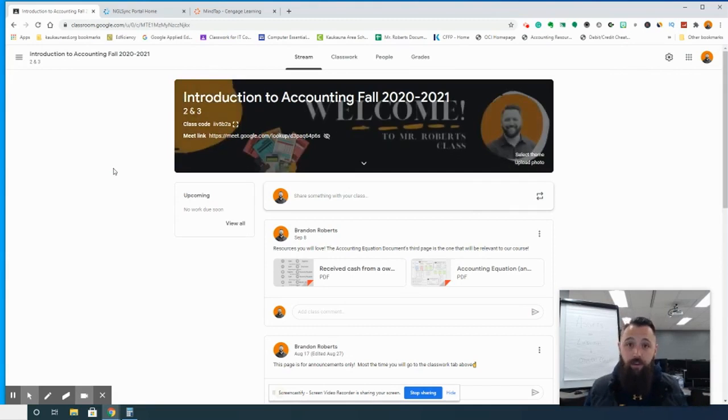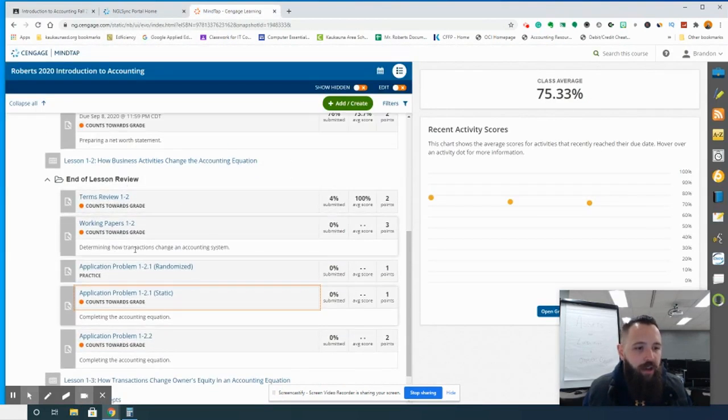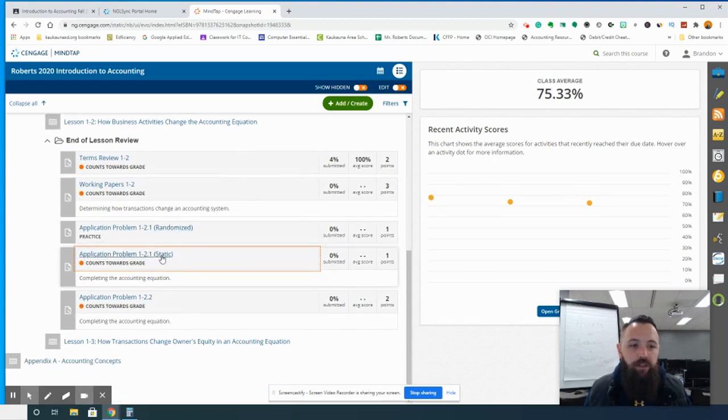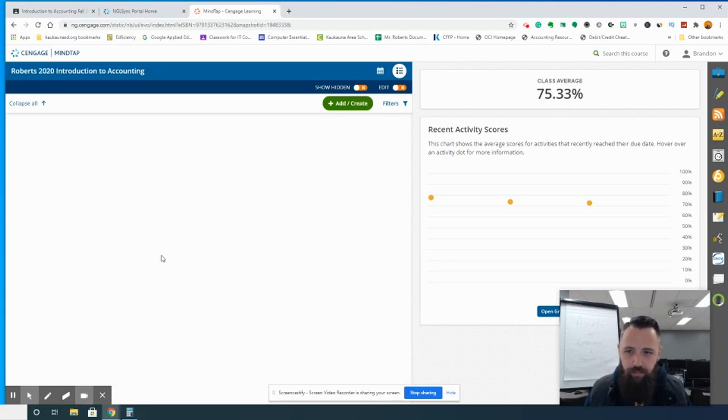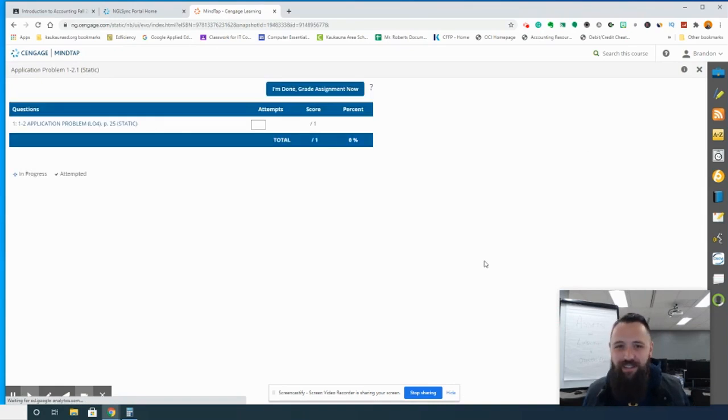What I want to do now is transition a little bit into the 2 problems that we did not do on Wednesday. So let's open up our Cengage and go into application problem 1-2.1, and this is the static problem. So let's pop this open. Once again, don't worry about the class average. That was over there to the right. See, it was at a 75%, but that's because some people didn't hand anything in, so it's going to go down. Most people that handed in did very, very well on this.